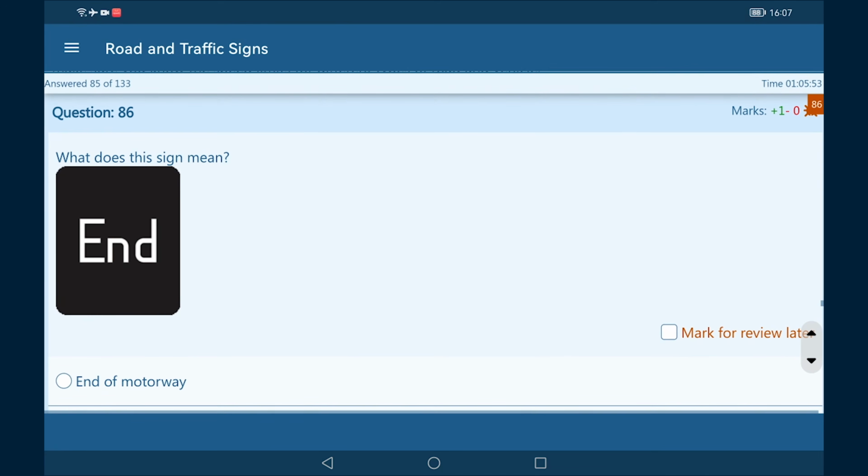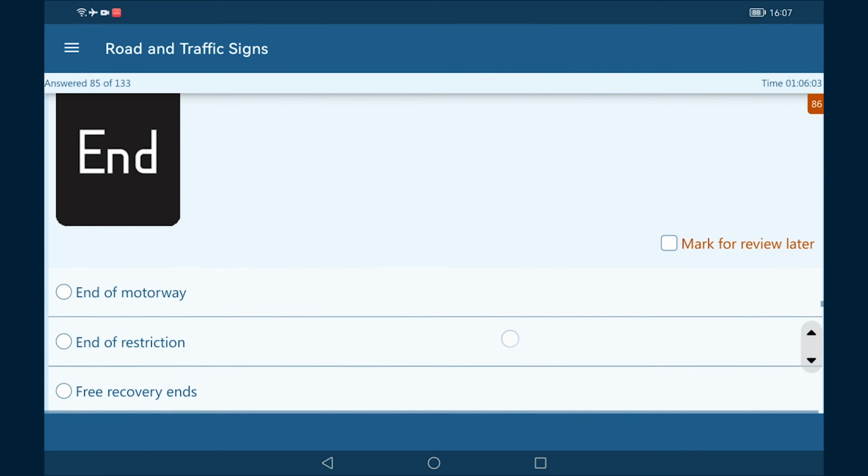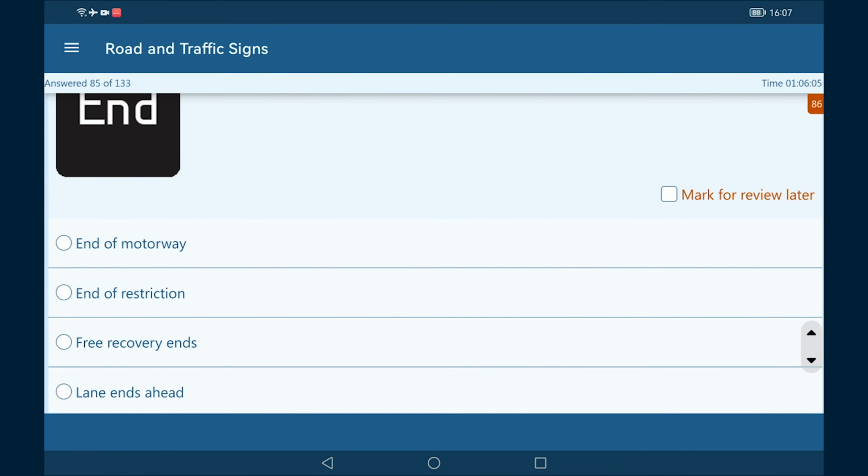Question 86. What does this sign mean? Option 1. End of motorway. Option 2. End of restriction. Option 3. Free recovery ends. Option 4. Lane ends ahead. The correct answer is Option 2. That is, end of restriction.